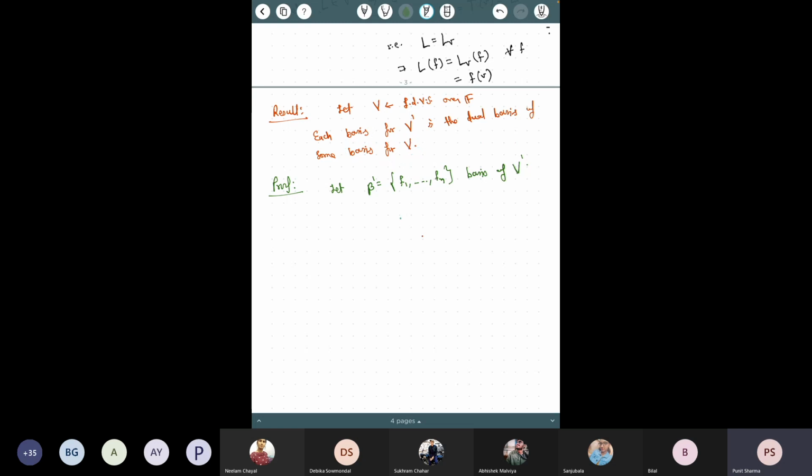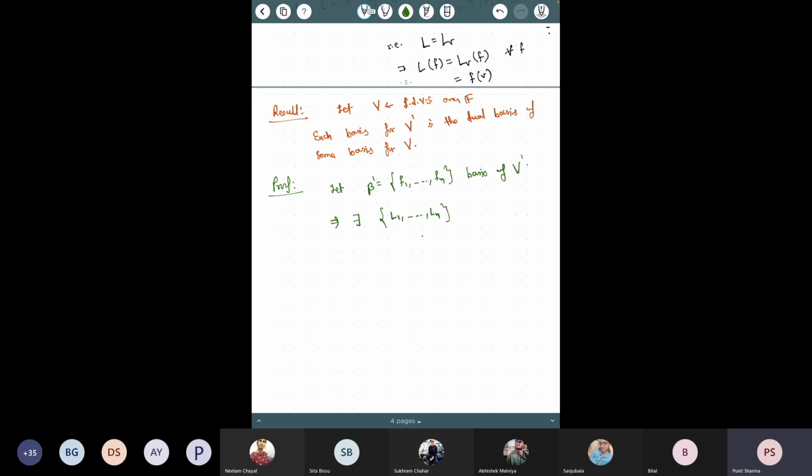What I can do? Sir, let us take the dual basis of B dash as L1, L2, ..., Ln. Okay, so yes, this is the way as I explained at the beginning. We have a basis for V dash, so we know that for every basis, we can find its dual basis. So there exists, let's say, L1 to Ln, as you said.